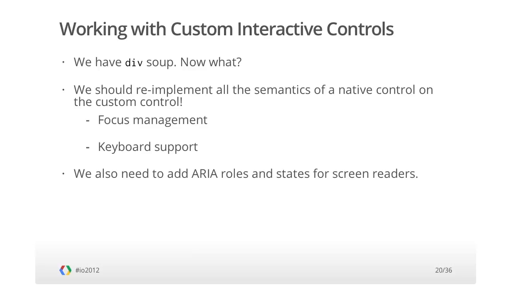So, native tags are really great. Native links and buttons are awesome. But if you want to enable complex interactions like the Add to Circles widget, in many cases you're going to end up with div soup. But it's not the end of the world.